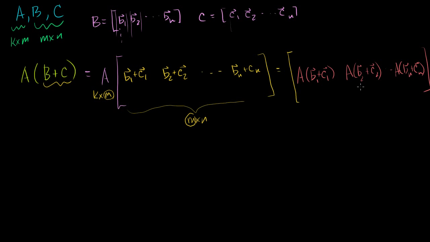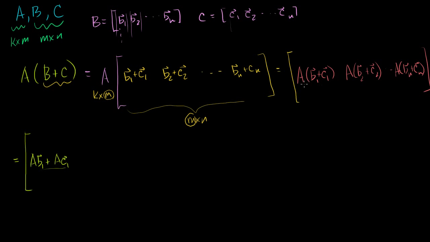So what is this thing on the right equal to? We know that matrix vector products exhibit the distributive property. I don't even remember when I did that video, but we've assumed it for a while. It's a very trivial thing to prove. So each of these columns can be rewritten this way. The first column is going to be A times the column vector B1 plus A times the column vector C1.